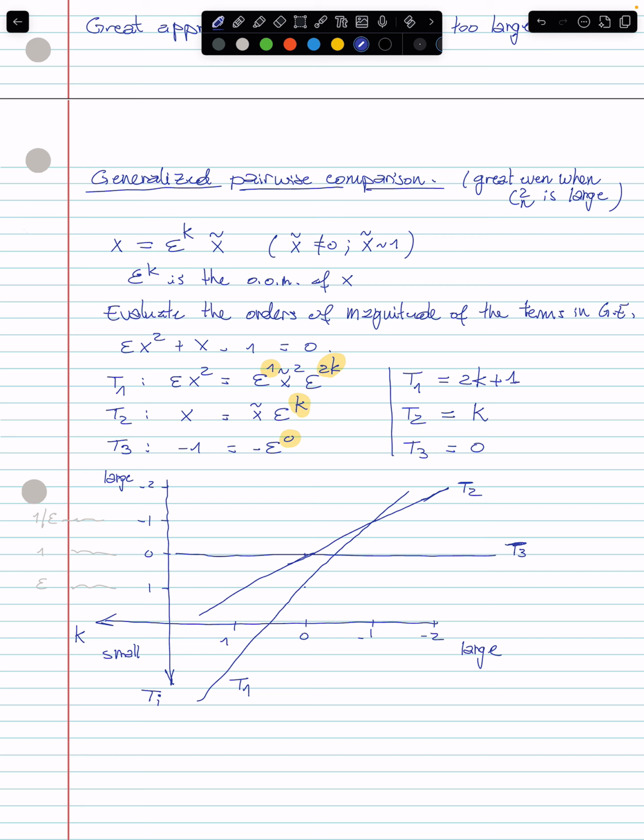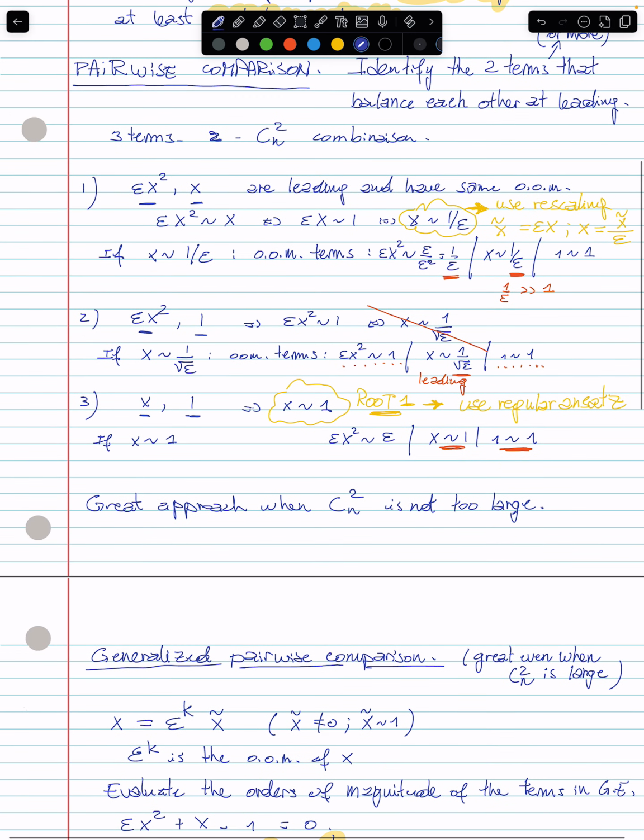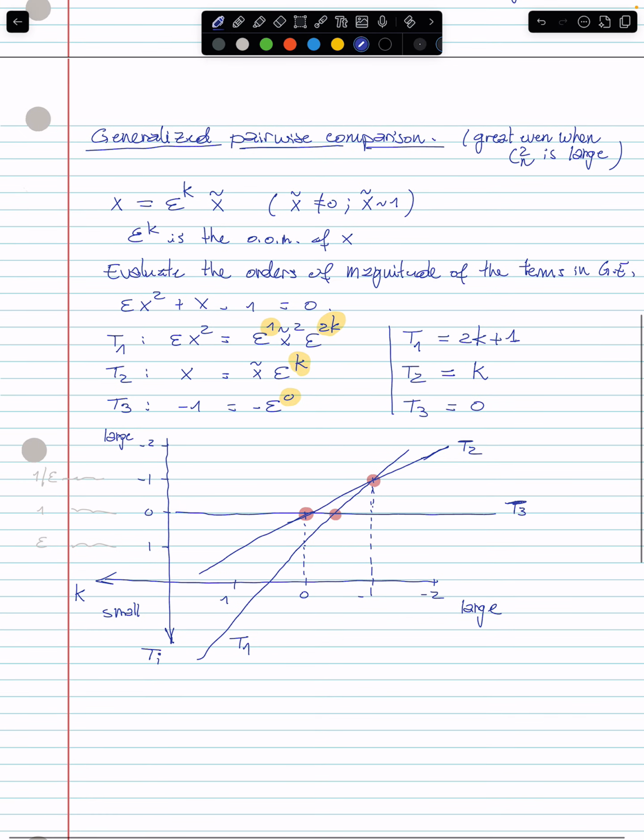All right. And so what does this mean? It means that all possible intersections that we observe over here correspond to points where at least 2 terms have the same order of magnitude, right? Let's start as we did before. Let's assume the first 2 terms have the same order of magnitude. It means T1 and T2 have the same order of magnitude, meaning that we should look for the intersection between T1 and T2.